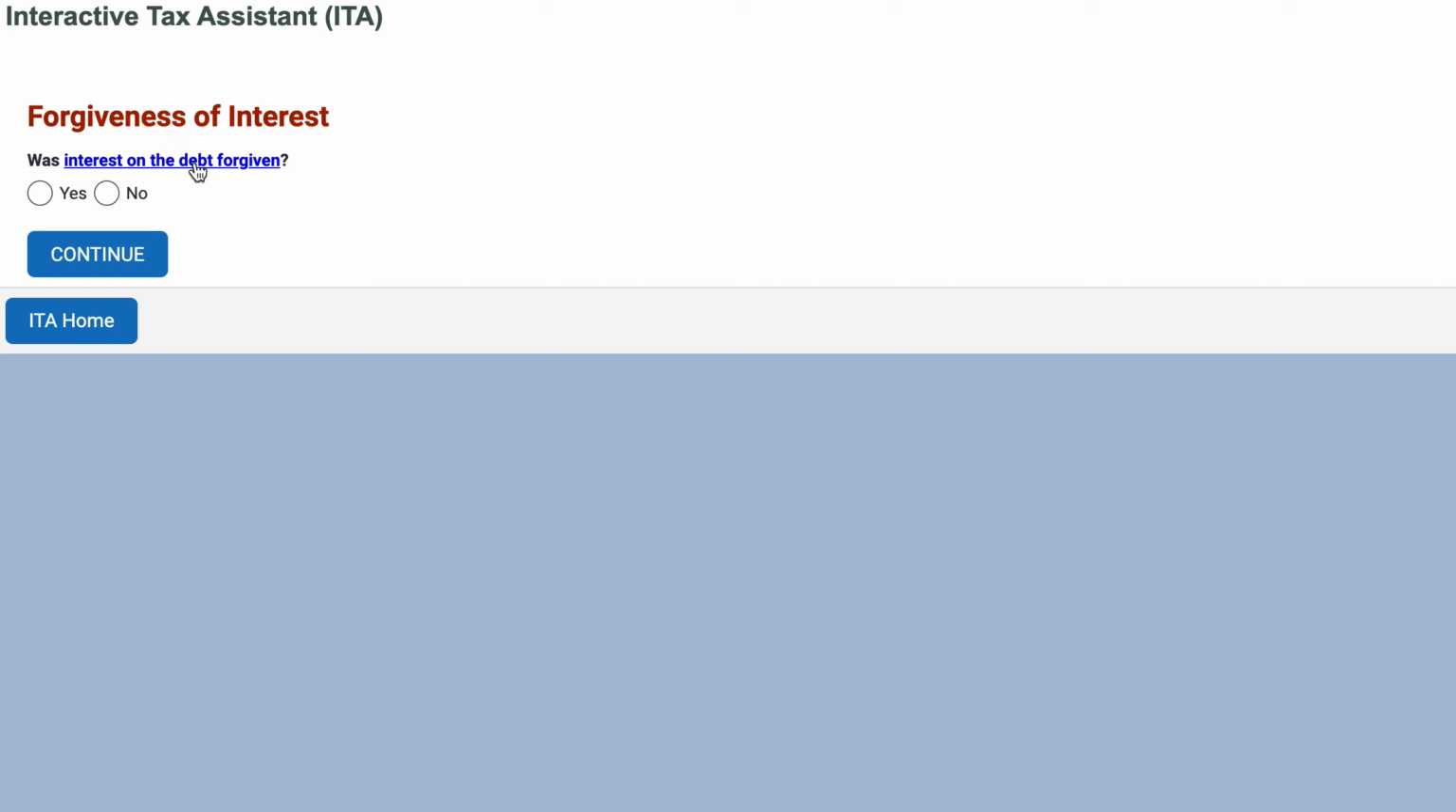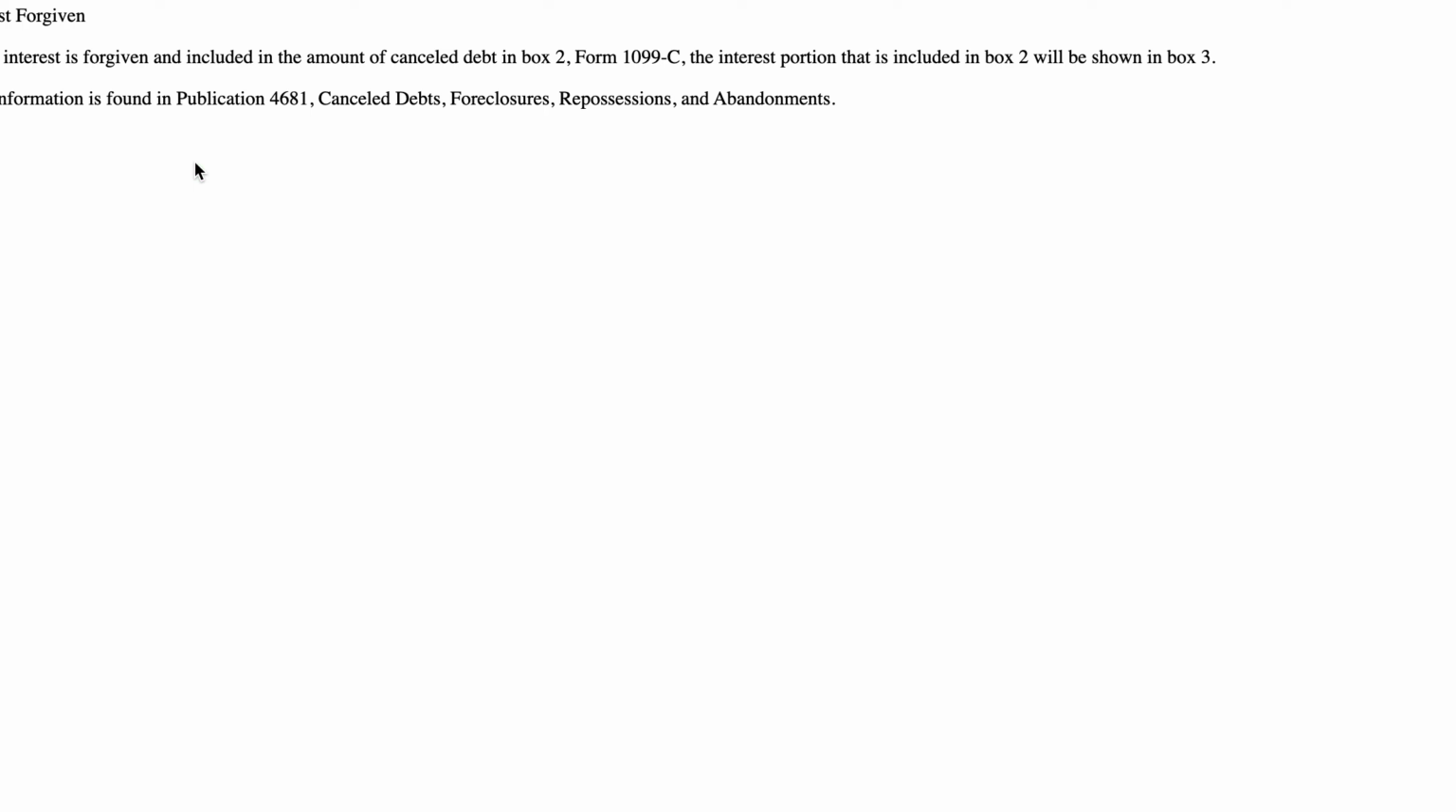Was the interest on the debt forgiven? So if there's any forgiven debt or any interest forgiven and it's included in the amount of the debt, it would be in box 2. So the interest portion of that will be in box 3. So the canceled debt is in box 2. The interest portion is in box 3.